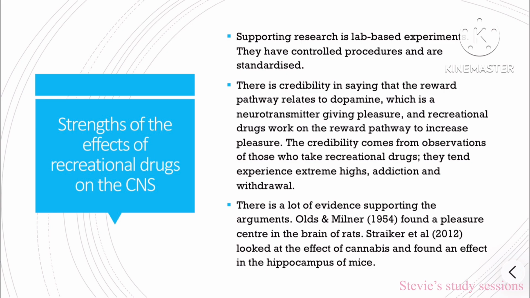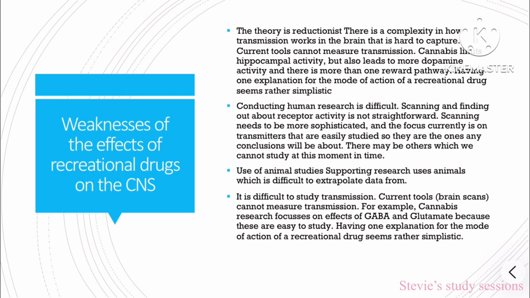Olds and Milner, 1954, found the pleasure center in the brain in rats. Stryker et al. 2012 looked at the effect of cannabis and found an effect in the hippocampus of mice. However, this theory is reductionist. There's complexity in how the transmission works in the brain that is hard to capture. Current tools cannot measure transmission. Cannabis limits hippocampus activity, but also leads to more dopamine activity, and there's more than one reward pathway. Having one explanation for the mode of action of recreational drugs seems rather simplistic.